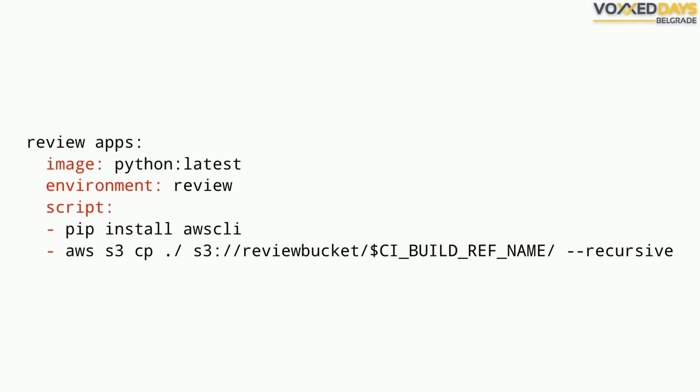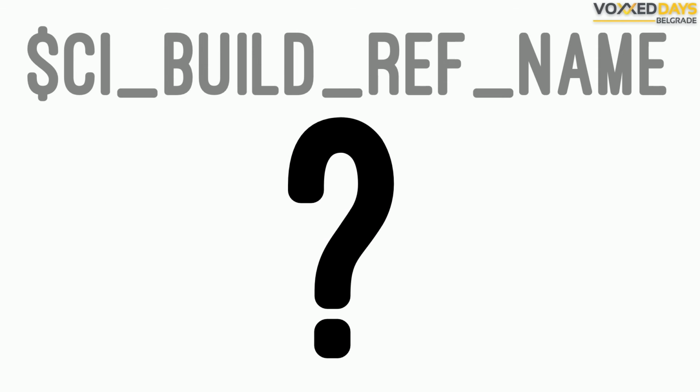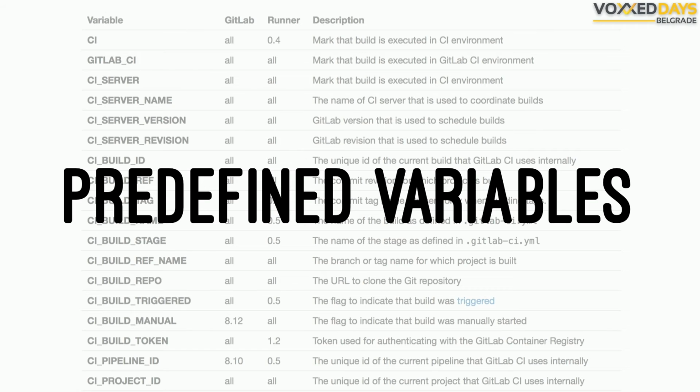So there's another job, and you see the difference: now we have this CI build ref name thing, and it works. But the interesting thing is where this variable comes from. We didn't put anything in the secret variables, but it just works because GitLab provides a lot of predefined variables, and you can use them to simplify your configuration. For example, you can get the branch name, the GitLab version, or whatever you might need, to simplify your configuration.